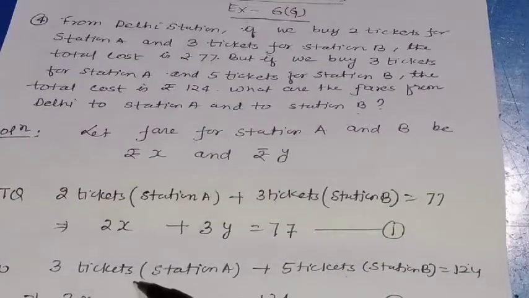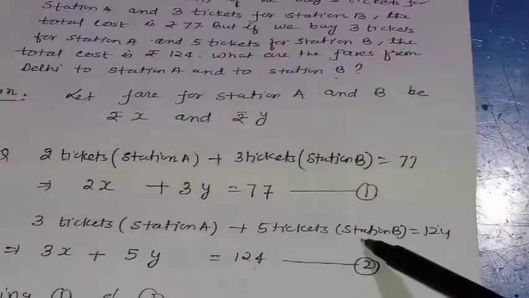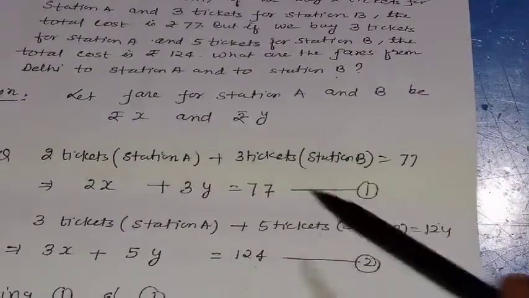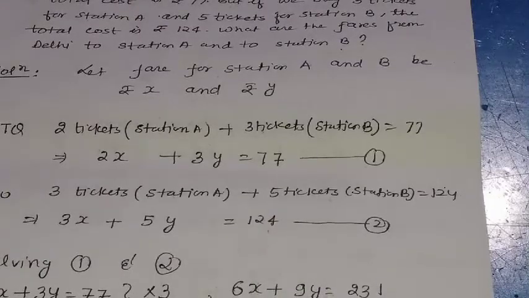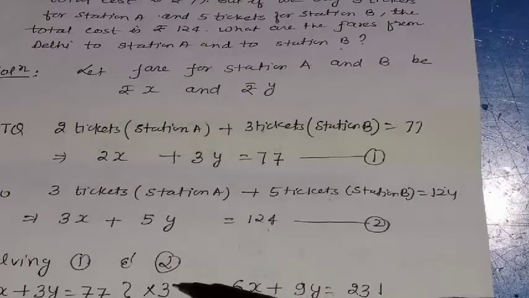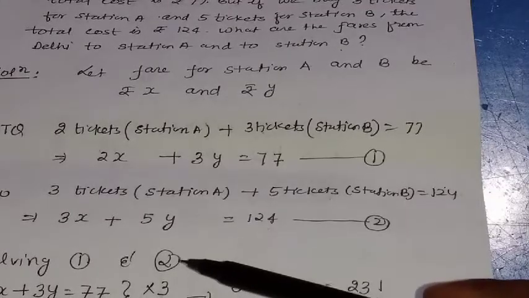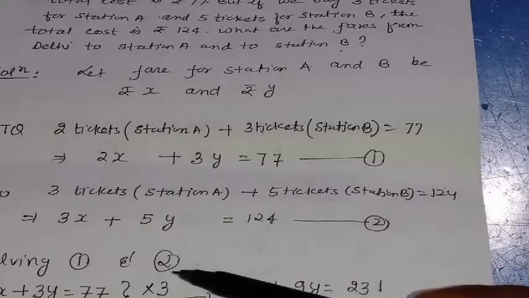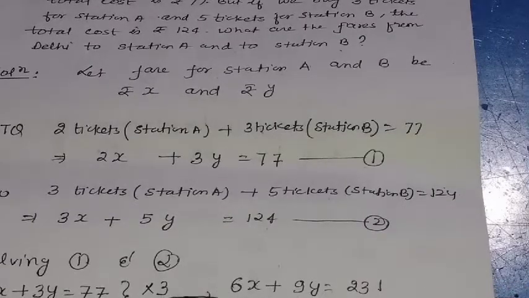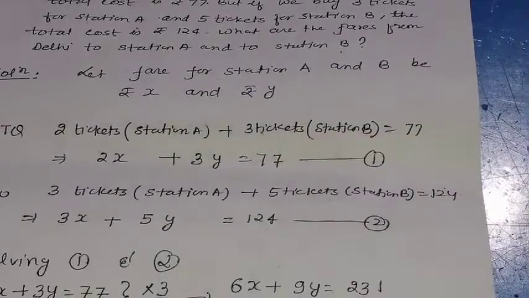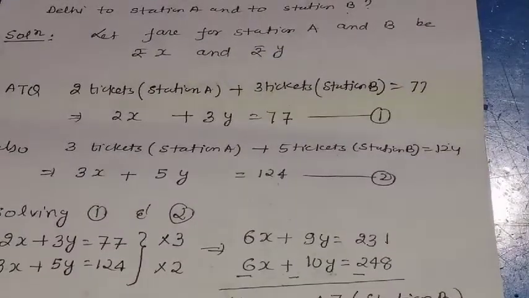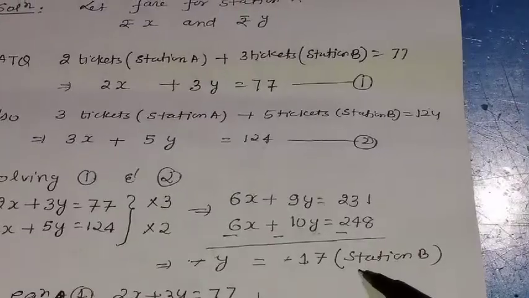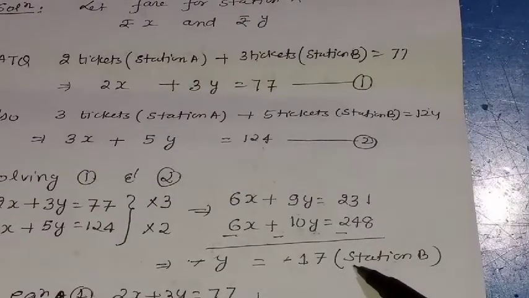Now what is given? 3 tickets of station A plus 5 tickets of station B equal 124. So 3X plus 5Y is equal to 124. We'll solve these two equations. We have done this in exercise 6B by equating the coefficients. So we equate the coefficient of x in both. 2 is multiplied to the second equation, 3 is multiplied to the first. You get the two sets of equations again. After subtraction, you will get y is equal to 17. That is the cost of the ticket for station B.